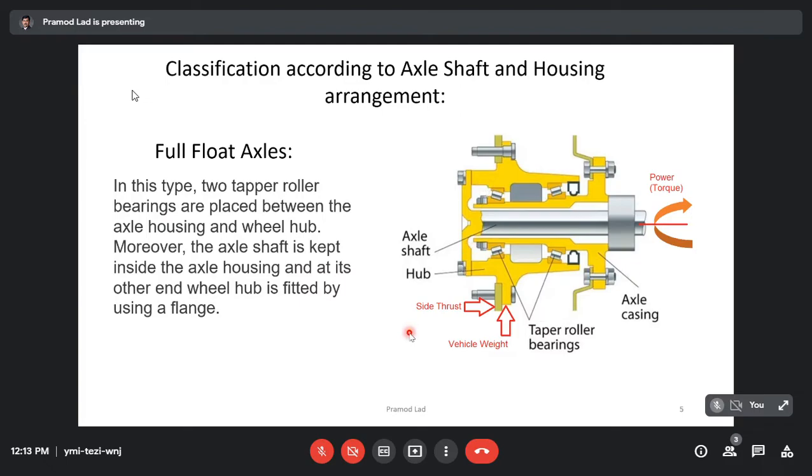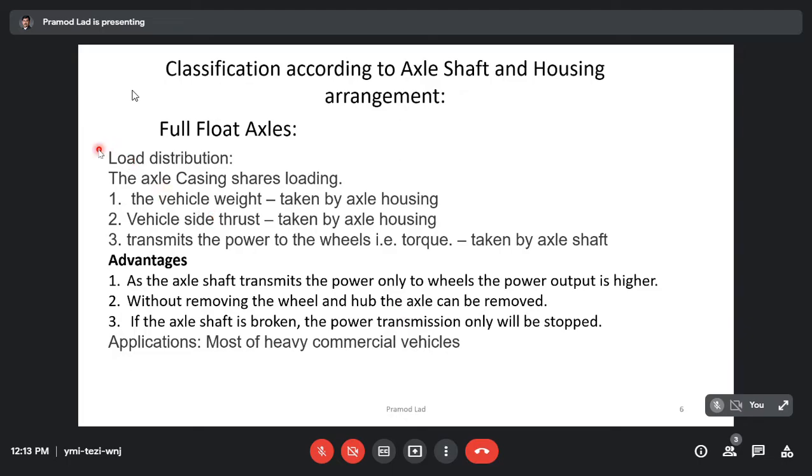So here is how the load distribution takes place. As you can see, the vehicle weight is taken by the axle housing, the vehicle side thrust is taken by the axle housing, and transmitting the power to the wheel, or torque, is done by the axle shaft.